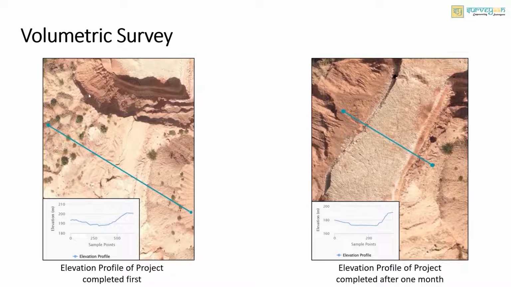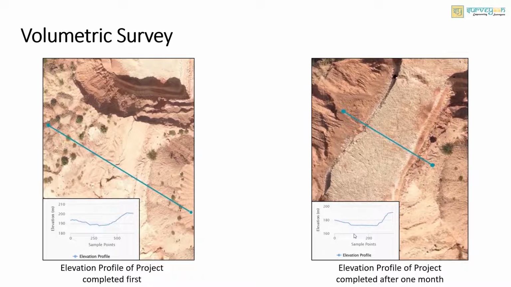Here in this figure, to the left is the result of the project that has been surveyed first, and to the right is the same project surveyed after 1 month. The elevation profiles are given in the photos, and here, while seeing the profile, you can see that the image to the left is having a higher elevation than the second. This means that this area has been dug up, and so there is a change in elevation.